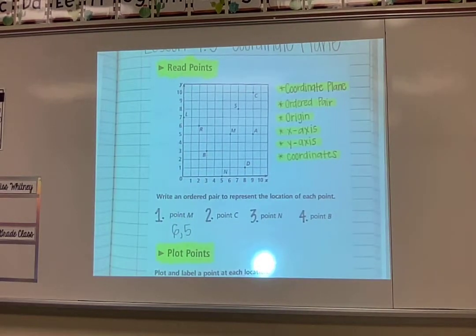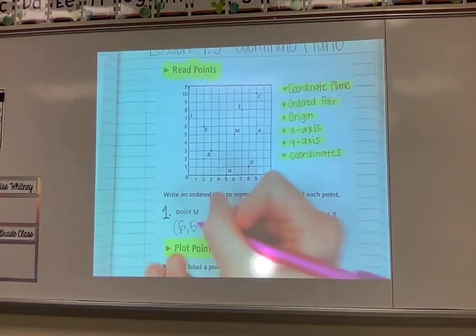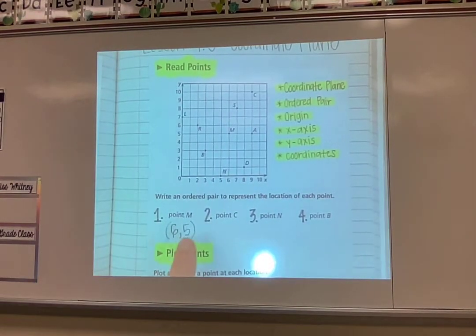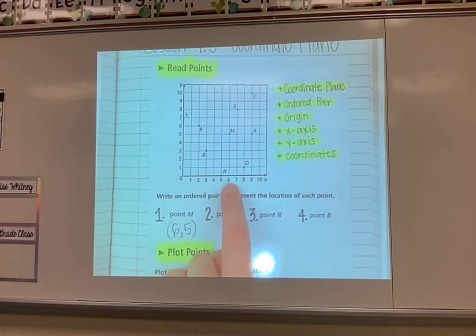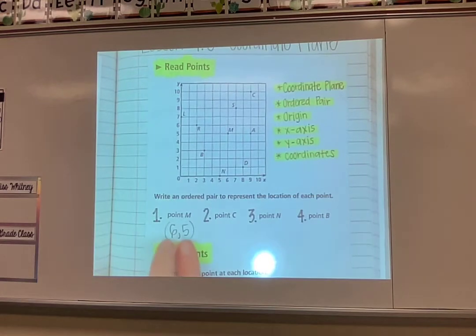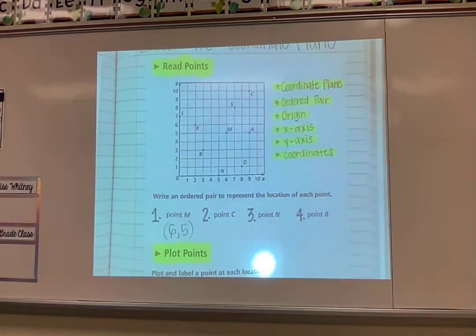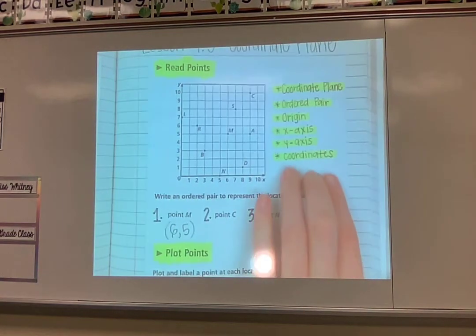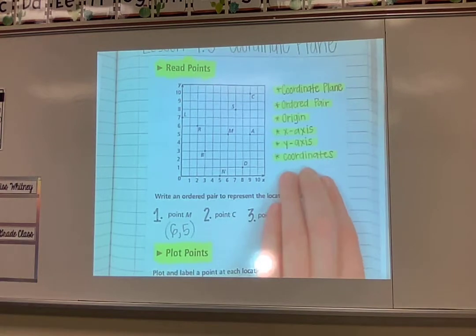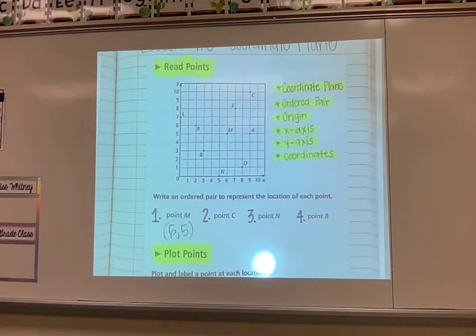Anytime I'm giving an ordered pair, I use parentheses around it. So point M is at (6, 5). We would know to go over to 6 on the x and up to 5, and that is where we would find point M. This is called an ordered pair. It's a pair of numbers that tells me where that point is. It's also called the coordinates, because this is the coordinate plane and the coordinates tell me where I'm at on that plane.